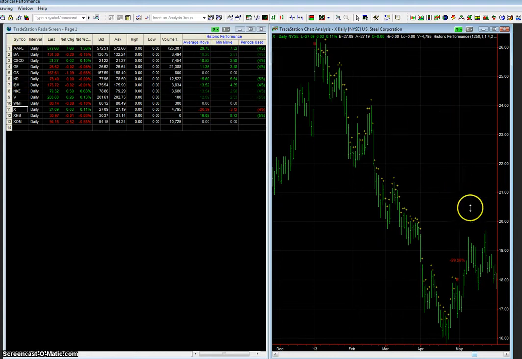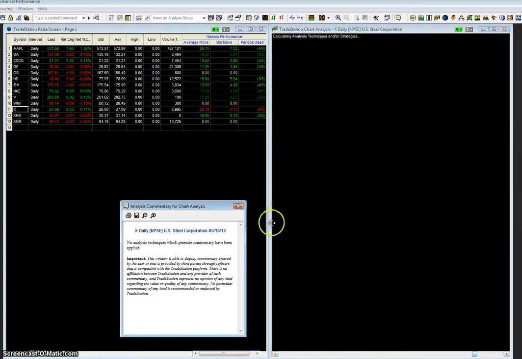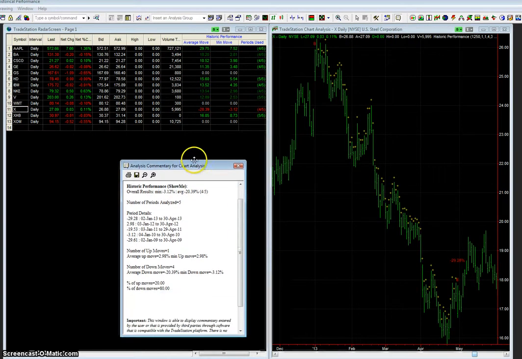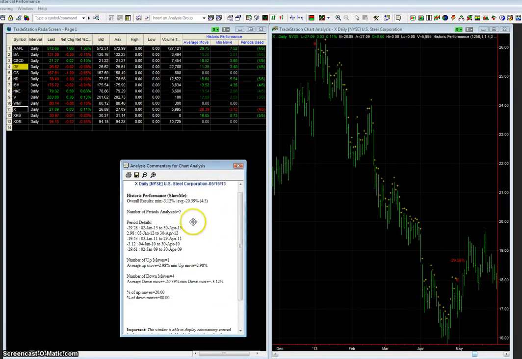And also wanted to show you on here on the chart analysis, you can do the commentary, and it'll basically pop up a window and give you the same information, but just a summarized breakdown. Shows you the same thing that you see here. Minus 20.39% was the average. 4 out of 5 were down, and the minimum move was minus 3.12%.